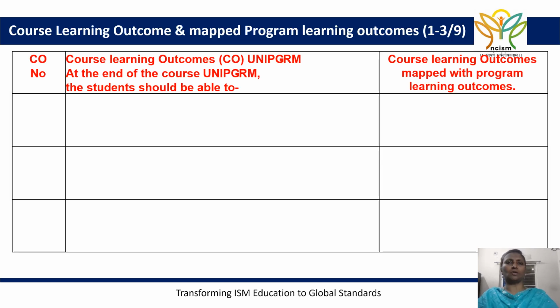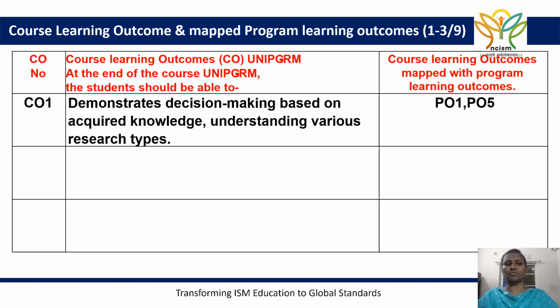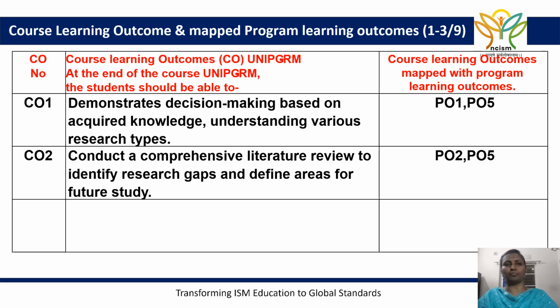There are 9 course learning outcomes for research methodology subject and all are mapped with the program outcomes for the UNIPG course. After learning the subject, the students are expected to achieve the following outcomes. Course learning outcome 1. Demonstrate decision making based on acquired knowledge, understanding various research types. This has been mapped with program outcome 1 and 5.